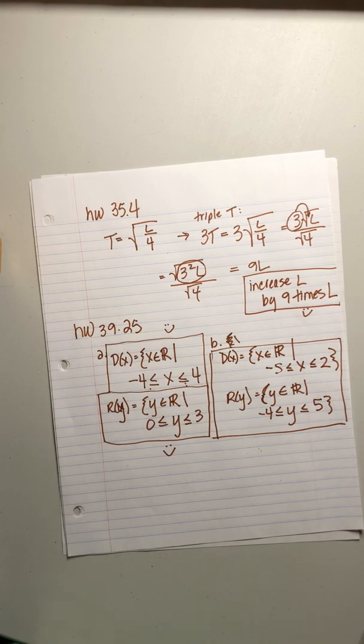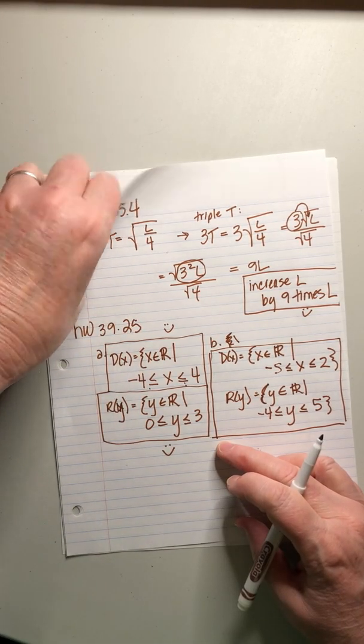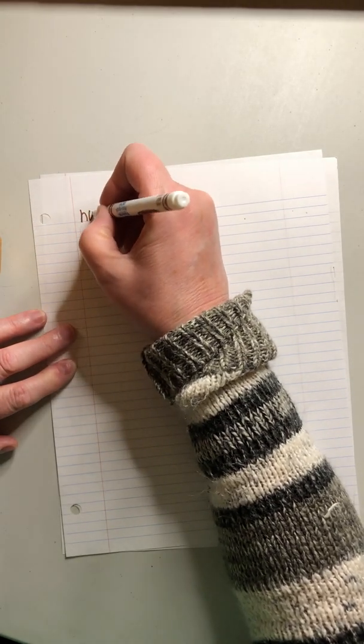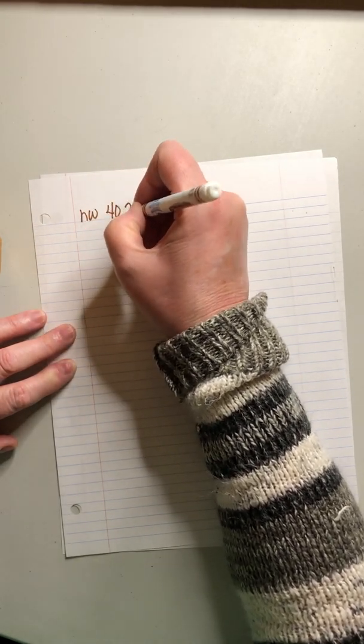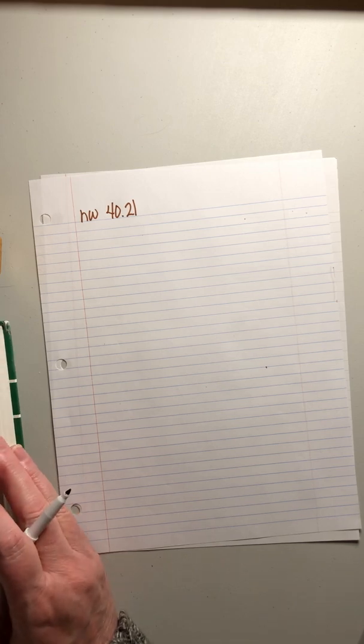39.25 is done. We have one more, 40.21. Fresh piece of paper. There it is. Evaluate. Do not use a calculator.